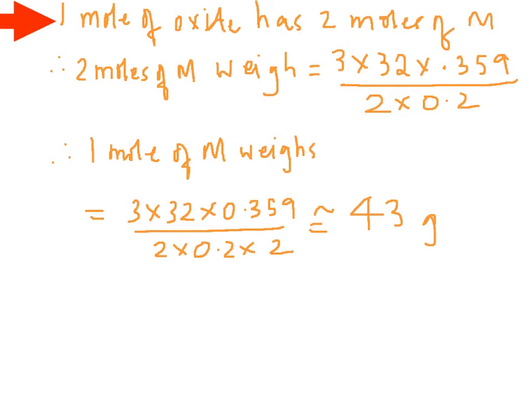Now, if you look at the formula of the oxide M2O3, 1 mole of the oxide has 2 moles of M. Therefore, 2 moles of M weighs this number that we previously calculated, and I've just cancelled the 0.559 in the numerator and denominator from the previous page. So 3 into 32 into 0.359 divided by 2 into 0.2 is the mass of 2 moles of M. Therefore, mass of 1 mole of M is this number here. If you solve, you will end up getting 43 grams.